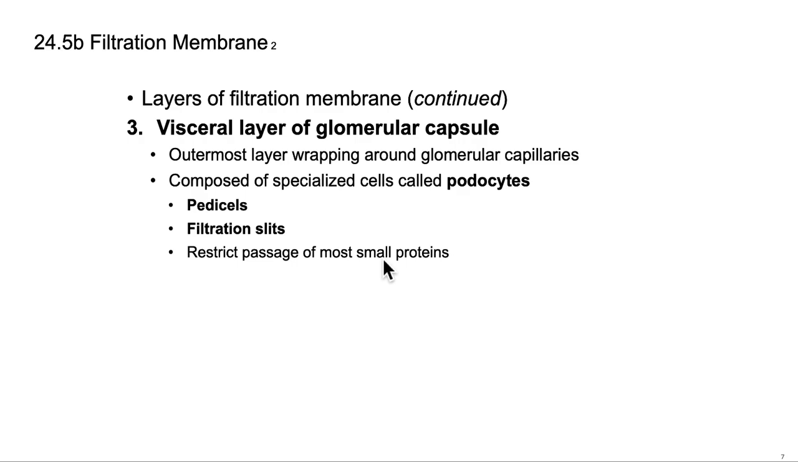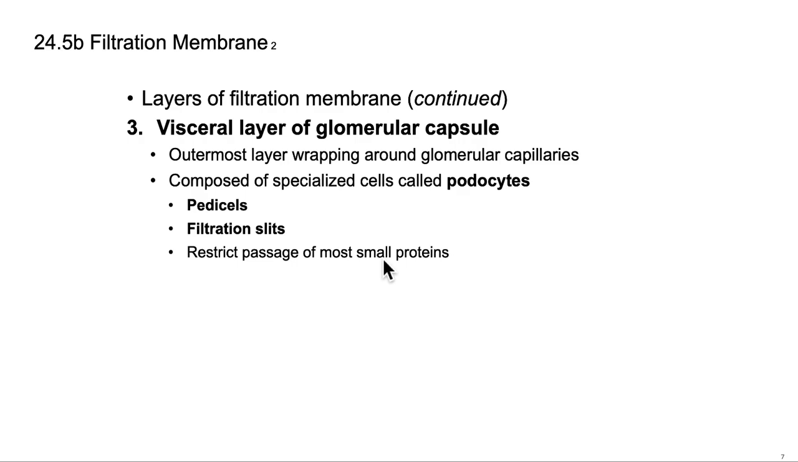Remember, viscera means on the surface of something. So it's this structure that's on the outer layer of our capillaries, like a layer sitting on top of the capillary. One thing that you have in the visceral layer are cells called podocytes. If you take this word podocyte, podo refers to foot, and cyte means cell. So these are cells that have little foot processes, and these foot processes are called pedicles.